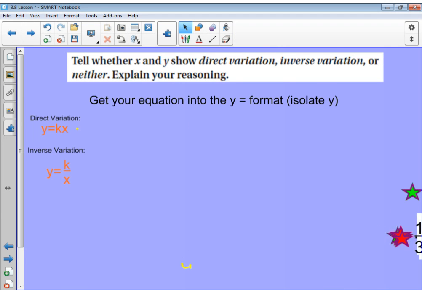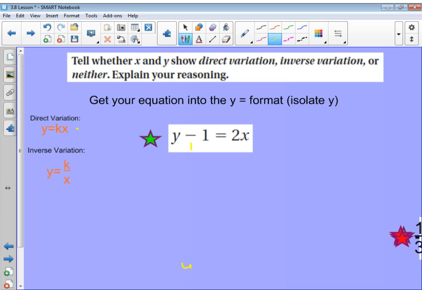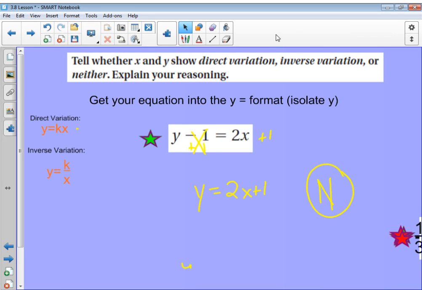All right, let's try one more. This time we have y minus 1 equals 2x. So you need to work to get y by itself. Go ahead and pause your video and work through this one. This would be neither because there is addition also being involved in this equation. Okay, so that's working a little bit with the equations.